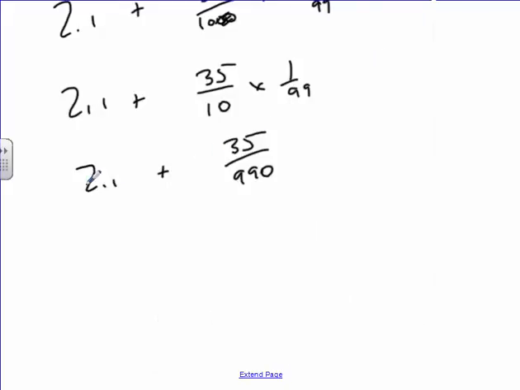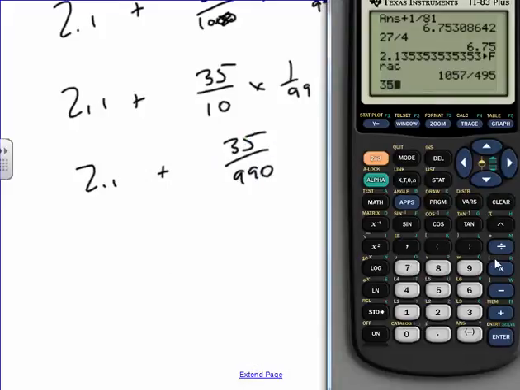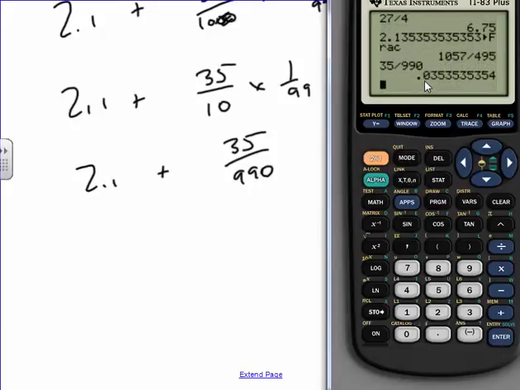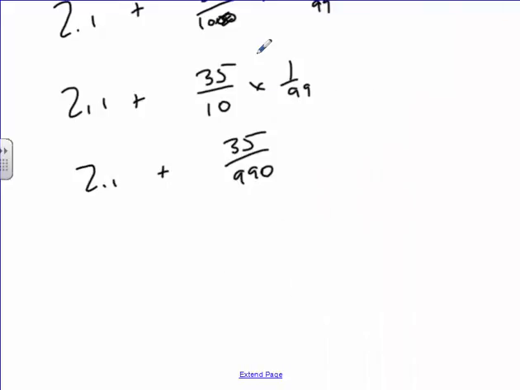I'm not finished here. I have 2.1 plus 35 over 990. Now, just to pause for a second, look at this, 35 over 990. That's going to give you 0.035353535, like that, right? Which makes sense, because the 2.1, the 2 would go here, the 1 would go there, and that keeps going. So I just need to find a way to get the 2.1 into this.